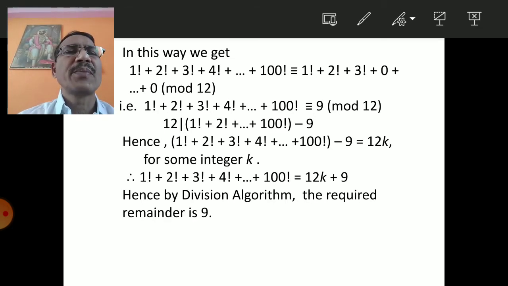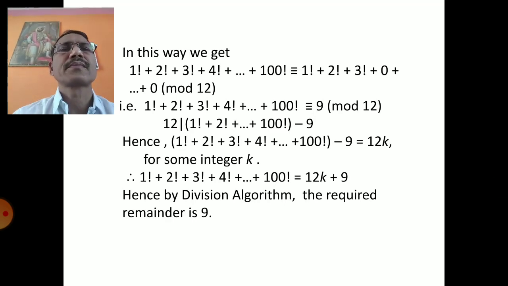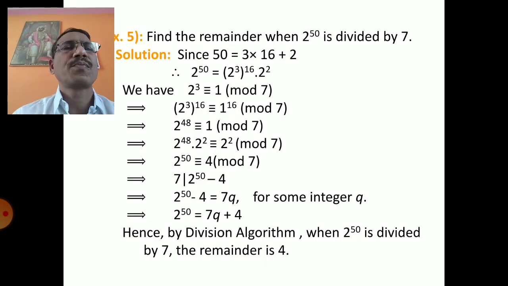Okay. Apply the division algorithm here. What is the division algorithm? B is equal to AQ plus R. It means when we divide B by A, the quotient is Q and the remainder is R. Here in 12k plus 9, k is the quotient and 9 is the remainder. Hence by the division algorithm, the required remainder is 9. This completes the solution of the problem.